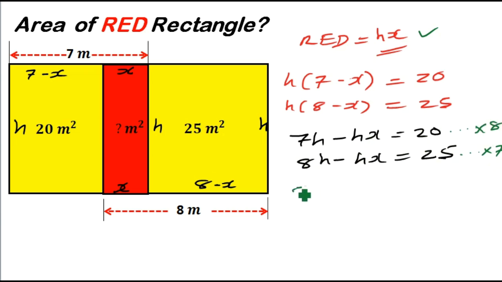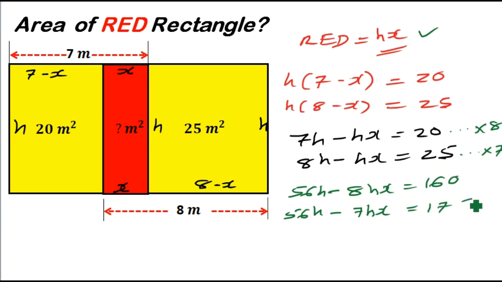8 times 7 is going to be 56h. Then 8 times minus hx is minus 8hx, equals 8 times 20, which is 160. Again, 7 times 8h is going to be 56h. Then 7 times negative hx is going to be minus 7hx, equals 7 times 25, that is going to be 175.